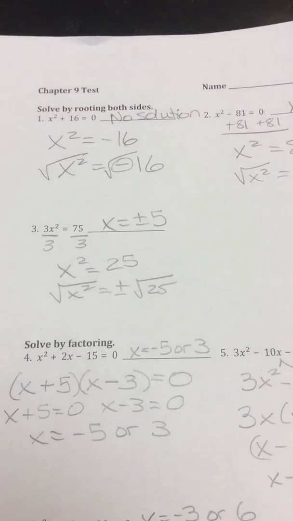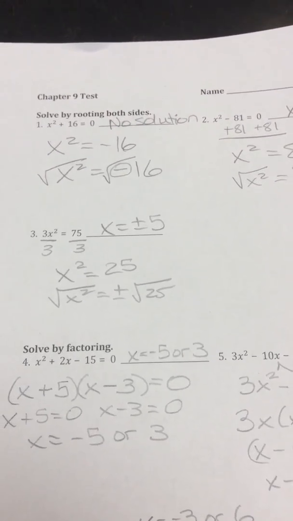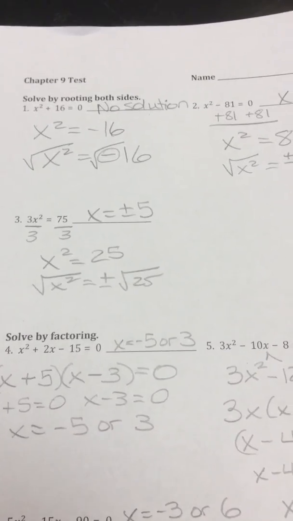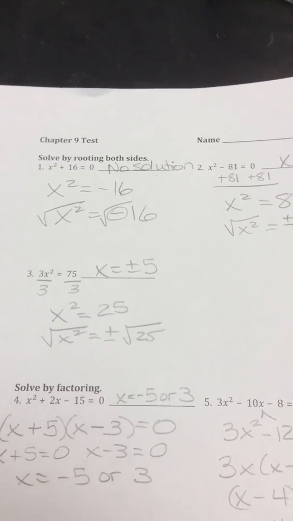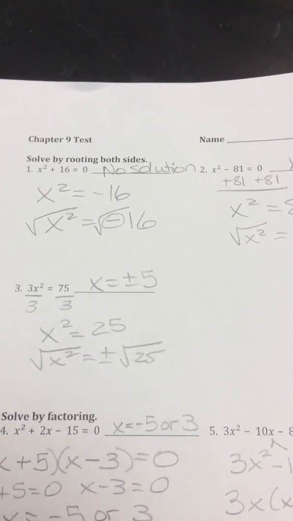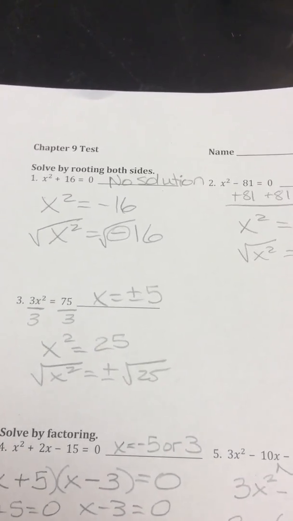Number one, we were told to root both sides in order to solve. So we subtracted 16 from both sides. We got x squared equals negative 16. And when we tried to square root both sides, we saw that we were trying to square root that negative. So we said no solution.